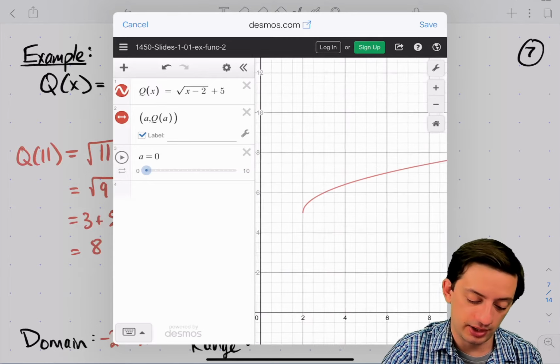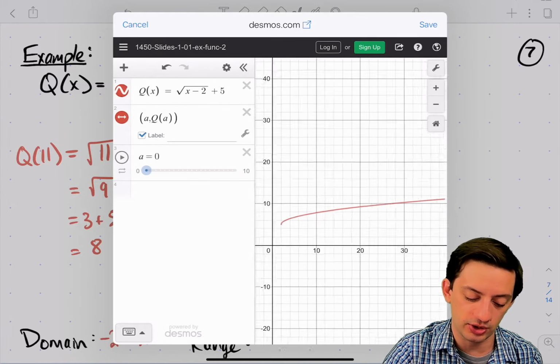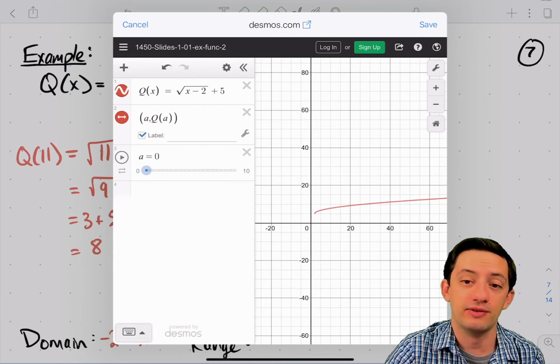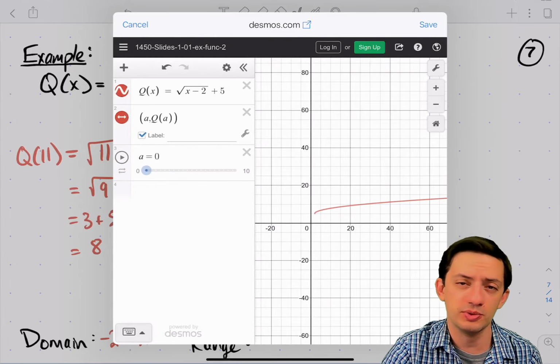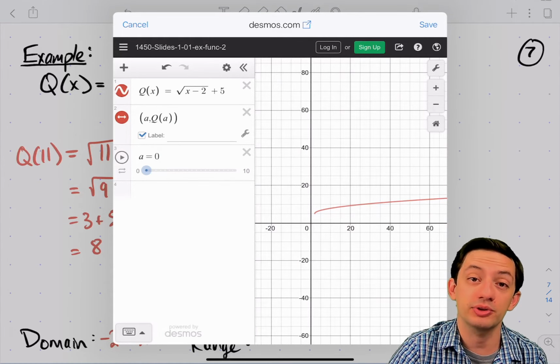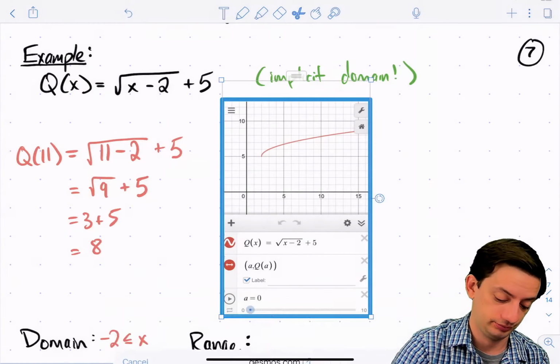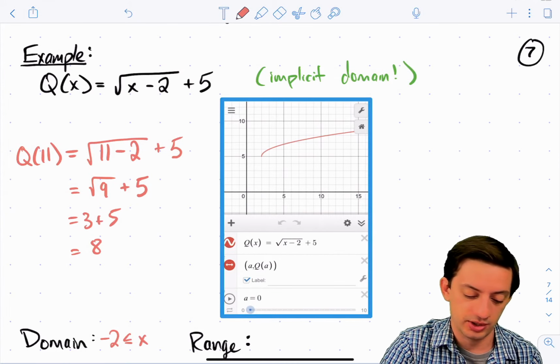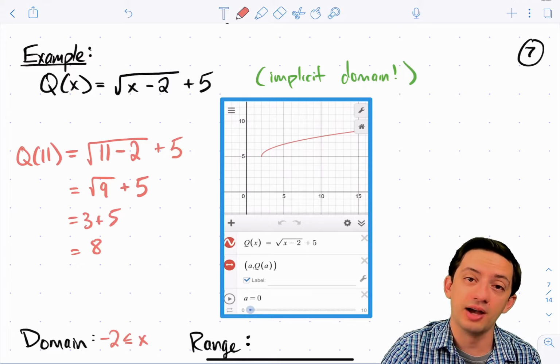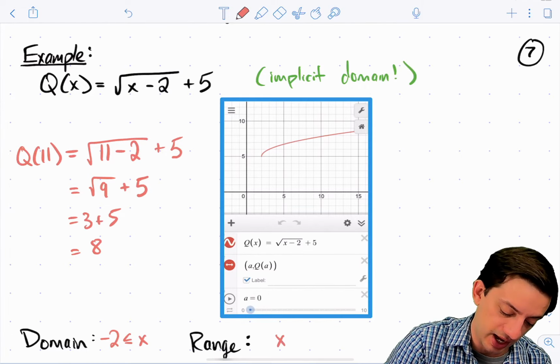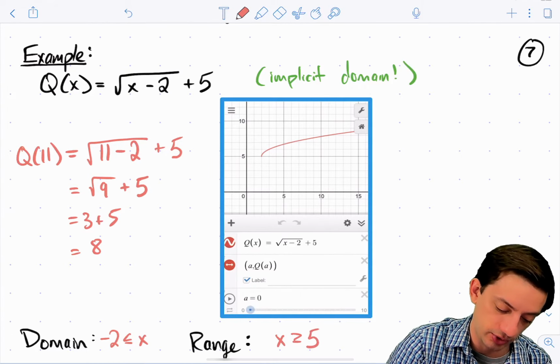Now it turns out, as we kind of saw just by scrolling around, that you can get anything bigger than 5. It might take a while, but you can get there. So we see this from the picture, and for now we'll take that as good enough. So the range, this is everything from 5 and up. So we can just write this as x greater than or equal to 5.